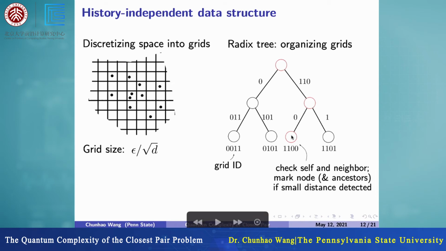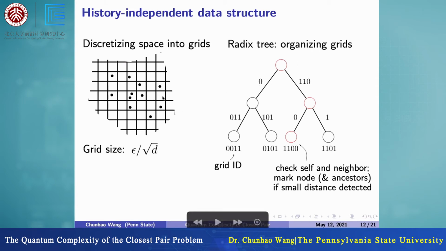Now we check if a grid contains more than one point, or we also check the neighbor grids. If we find a close pair, then we mark this leaf, and we also mark its ancestors. Then at the end of the day, if you just check the root of the radix tree, you will know immediately whether or not you have a pair of distance smaller than epsilon. So this is how we organize the grids.